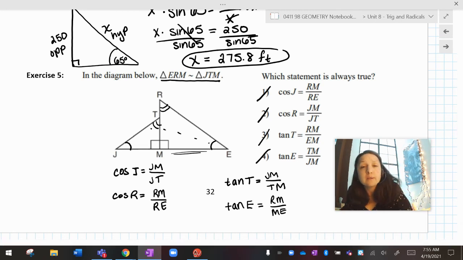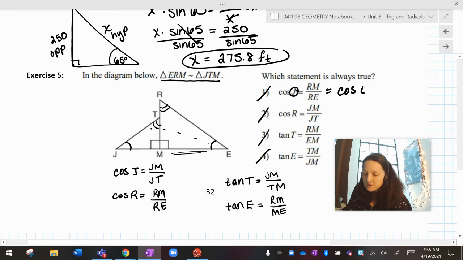Now, I'm playing this up here. I do know what's about to happen, but I wanted to show you that at first it looks like none of these are correct, but what we didn't do is consider the fact that cosine J would be the same as cosine E, because J and E are the same angle. So let's see, is RM over RE cosine E? Well, cosine E would be adjacent and RM is opposite. So this is definitely not it.